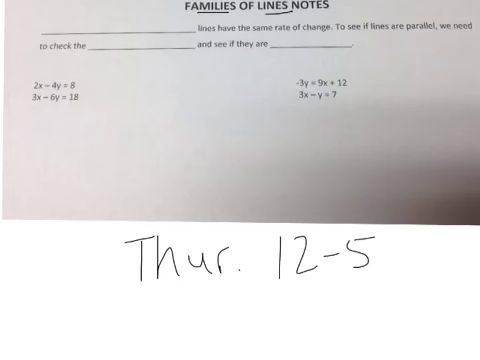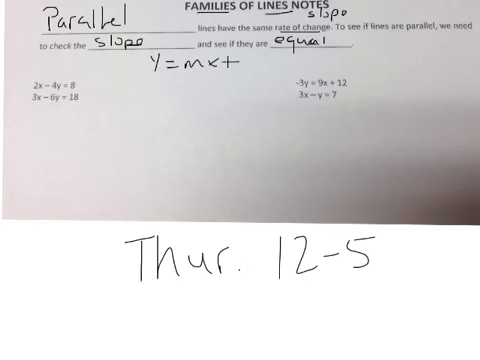Okay. The first part of the notes here says that parallel lines have the same rate of change. Another word for that is slope. To see if lines are parallel, we need to check the slope and see if they are equal. Well, to check the slope, we got to get them into y equals mx plus b, and we're going to be focusing on the m.